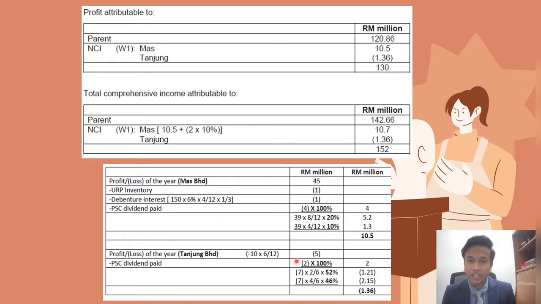We minus preference shares dividend paid of 2 million and we will get 7 million loss. Also, we need to apportion it because of the second acquisition by ACOB of Mas. This is because Tanjung is indirectly acquired by ACOB. So, whenever ACOB increases their shareholding in Mas, Tanjung is also affected. So for the first 2 months of Tanjung, there is NCI of 52%, while the remaining is 46%. And the loss attributable to Tanjung is 1.36 million loss.